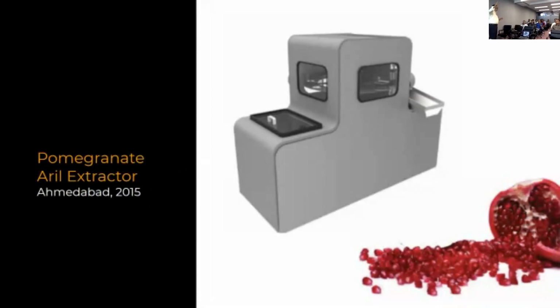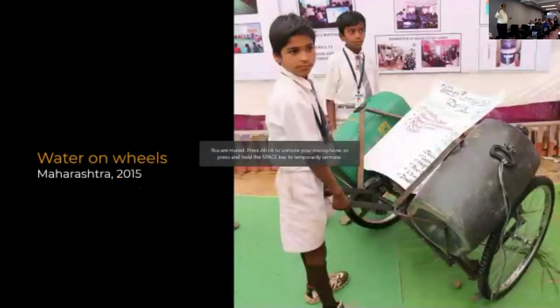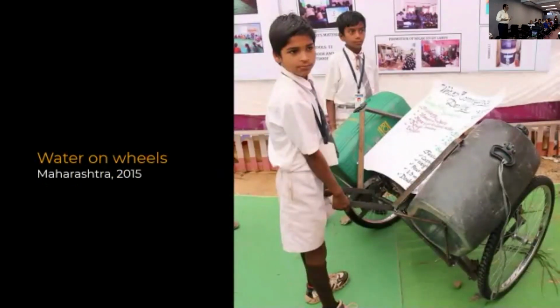The way it impacts people is that those who cultivate pomegranates can add value at source, instead of going through the trade people. And that's another project in a remote tribal belt, where carrying water itself was very difficult, so I designed a water wheel which can carry around 100 liters per trip.